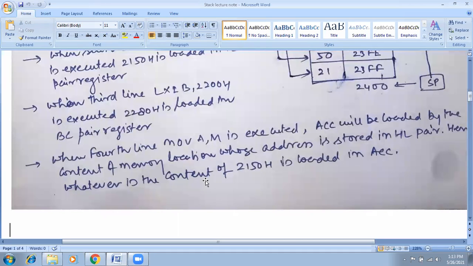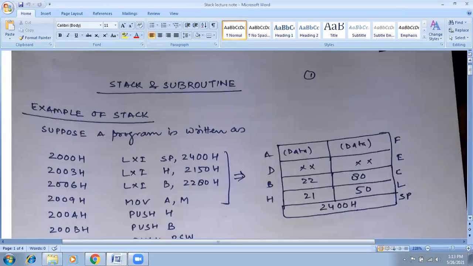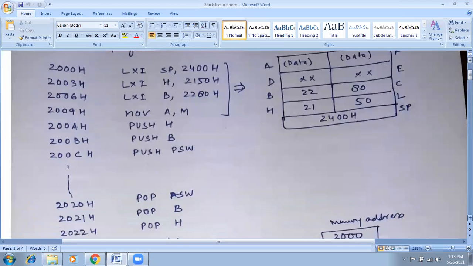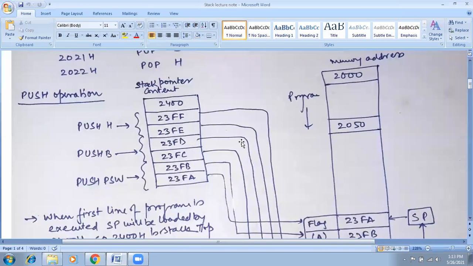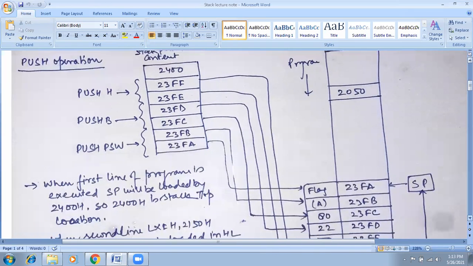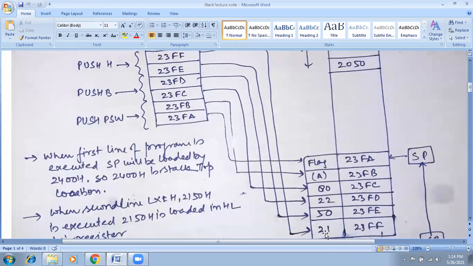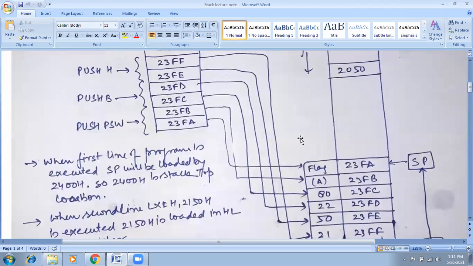Now this is the illustration by figure, how these instructions are being executed and what is happening. First of all, the stack pointer was loaded with 2400. Whenever we execute PUSH H, first of all the stack pointer is decremented by 1 so that it becomes 23FF. At 23FF, whatever the content of the H register is, suppose the content is 21, that will be copied in 23FF. See, 21 is copied in 23FF.